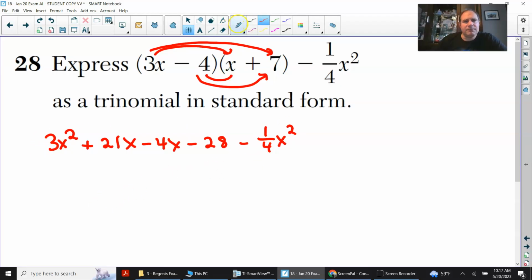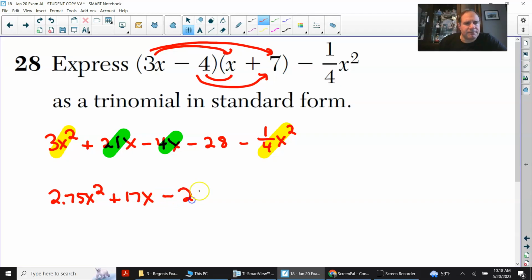I'm combining like terms. I see the like terms right here and here, and that is 2.75 x squared. And I'm just going to go ahead and combine the like terms right here and here. 21x minus 4x is 17x. And then minus 28 is left. Express as a trinomial in standard form. That is the answer. Full credit.